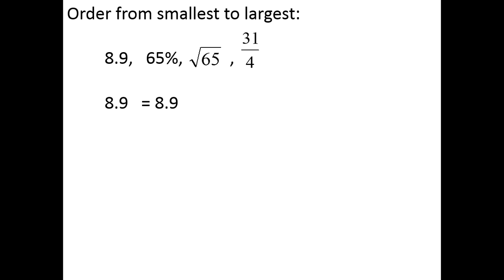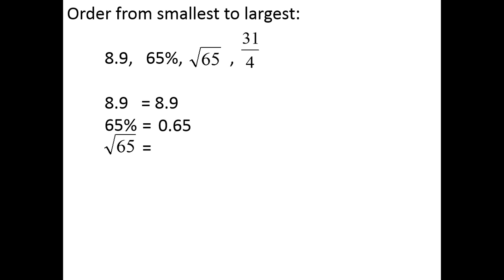So if I start to look at these numbers, I can think of 8.9, 8 and 9/10, as being a number that I can pretty clearly understand. 8 and 9/10 is 8 and 9/10. I know what that means. 65%, I might want to think about what percent means. It means out of 100, so 65% means 65 hundredths. So even now I can tell that the 65% is much smaller than the 8 and 9/10.